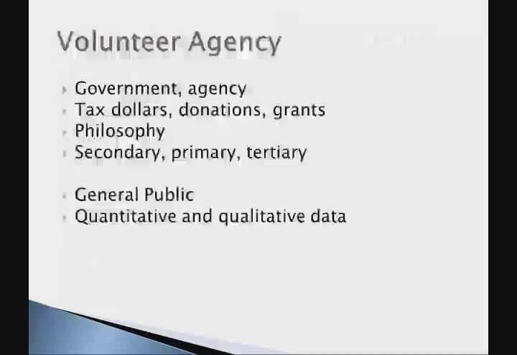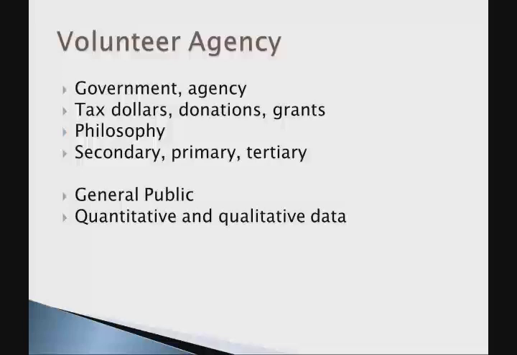The next organization is a volunteer agency, and most volunteer agencies are also tax exempt. Volunteer agency examples are American Heart Association, American Cancer Society, and sometimes governments have small volunteer agencies that exist within the health department, and that's done for a variety of reasons. These agencies are typically funded with tax dollars, donations, and grants. So again, the tax dollars and grants are typically tax money from the public.